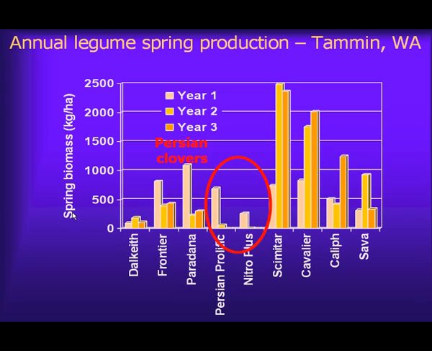Similarly for Prolific and Nitro Plus Persian clovers, but the winners here were Scimitar and Cavalier Burmetics. At moderate levels in the first year, but quite good production levels for that environment in the second and third years. Caliph Burmetic also performed reasonably well, but not as well as the Burmetics. And another species to note was Snailmetic, but its performance was less consistent than the Burmetics.